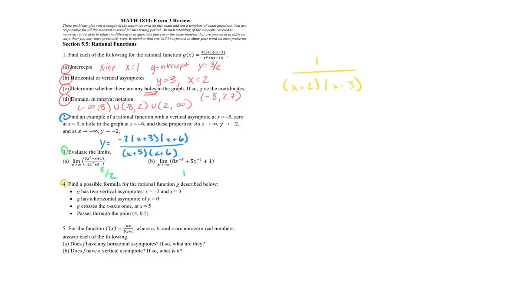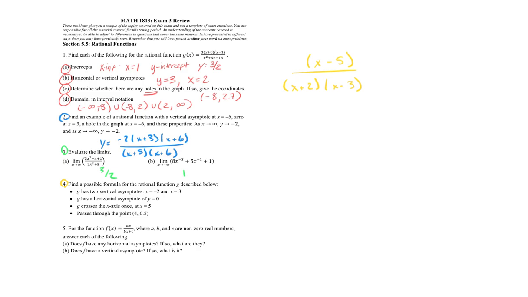So next, g is going to cross the x-axis once at x equals 5. If we cross the x-axis, that means that we have a 0. So if we have a 0, we put in our numerator x minus 5. Now if I plug in 5, we have that.